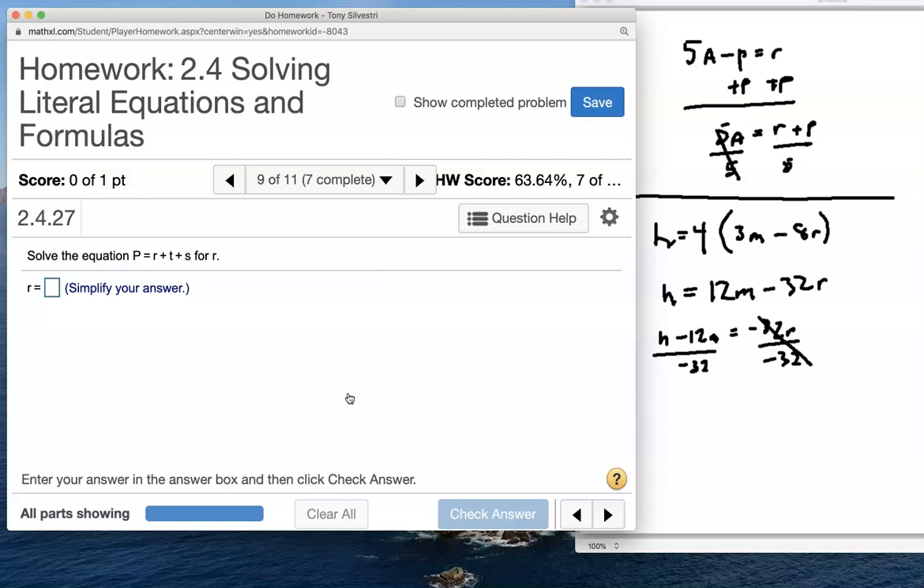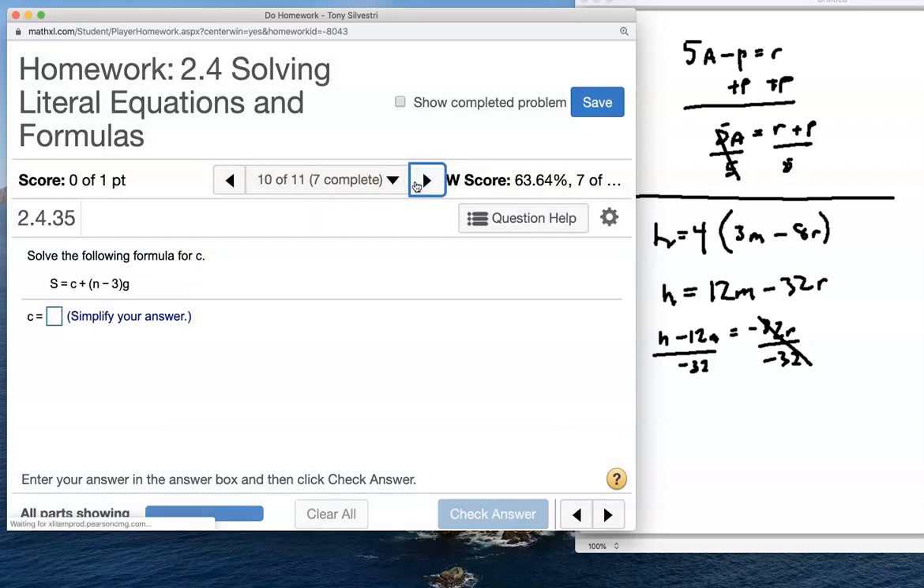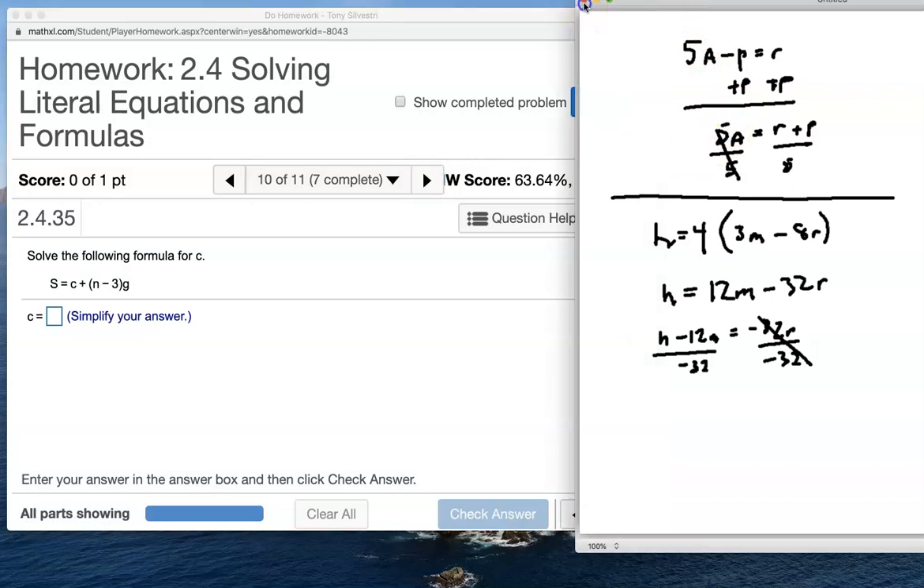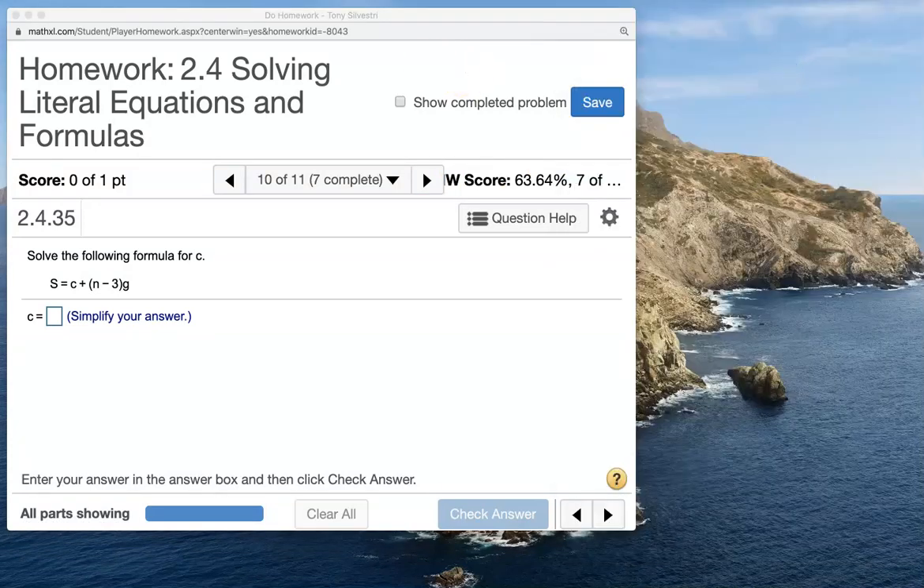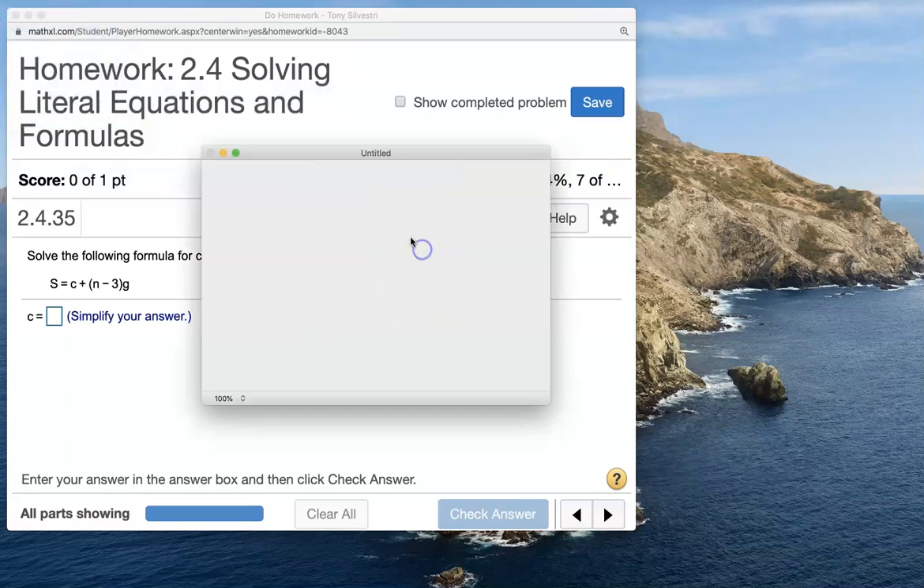Solve the equation for r. I'll let you do that one. It's not a hard problem. I'll do this one. I will do the hard problems. Well, you're going to do the hard problems too, but at least you'll have this little video here to go over if you can't do the problems.